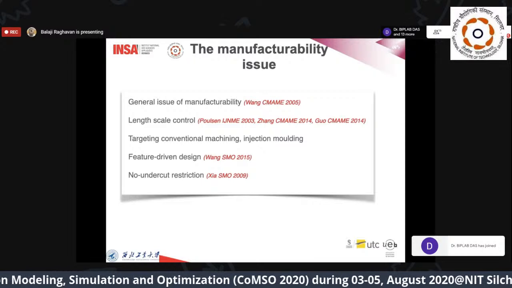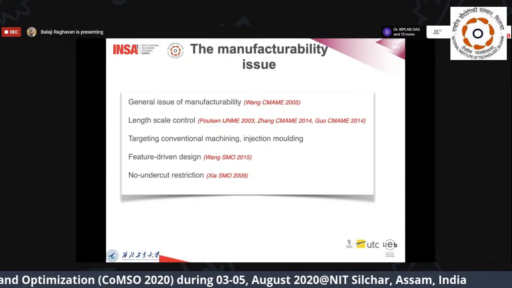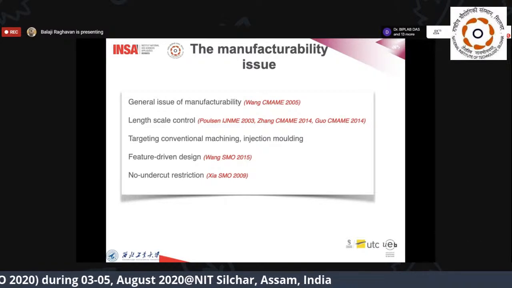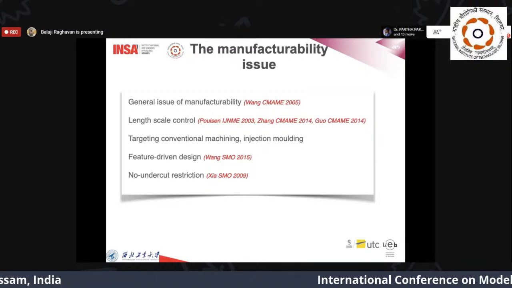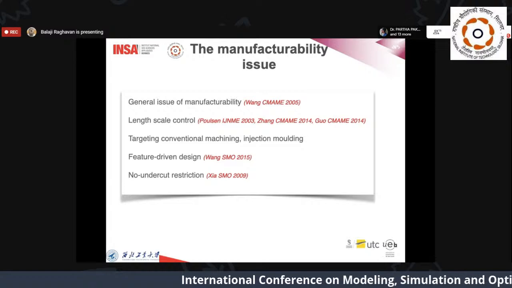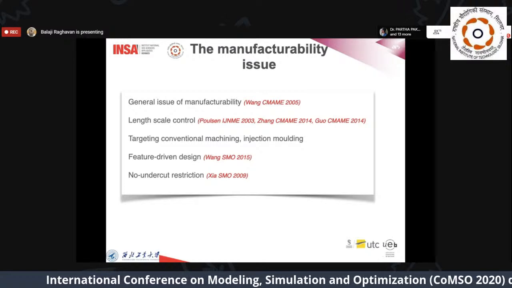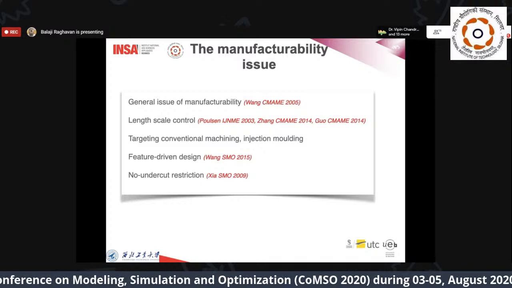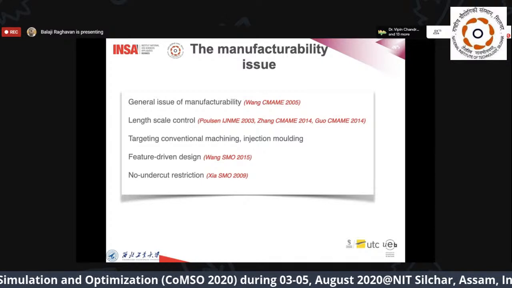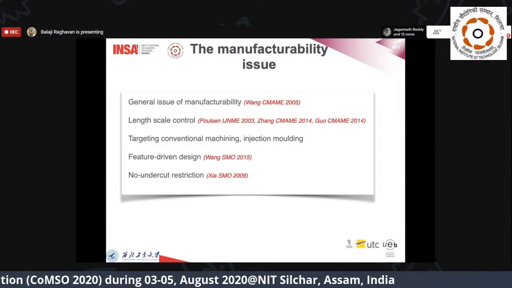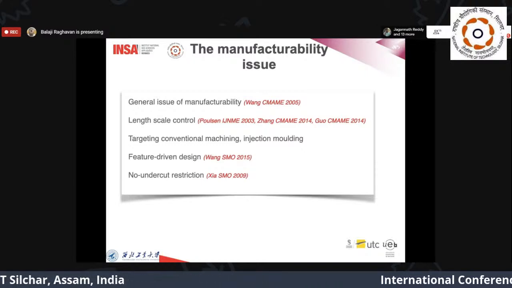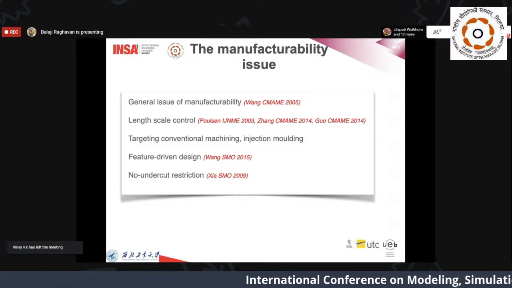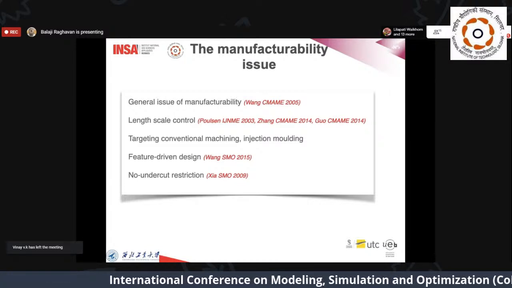So the manufacturability issue is something people have worked on. There's the work of Wong, who talked about the general issue of this. Length scale control is key. So you have Poulsen, Sang, and Go, who worked on length scale control. Targeting conventional machining, injection molding, you've got feature-driven design, which actually has been a key focus from 2015. And the so-called no undercut restriction, which was solved in 2009 by Xiaof, published in the SMO.